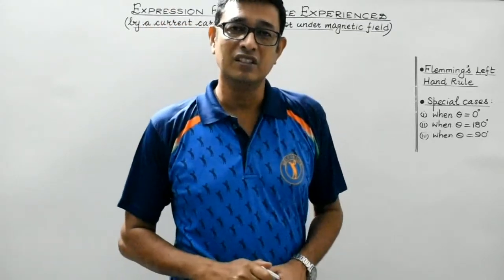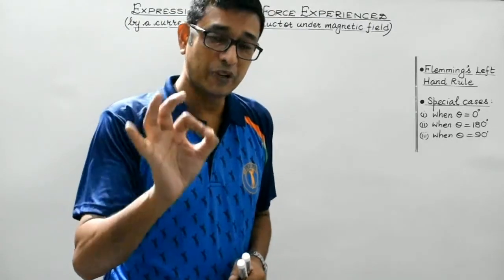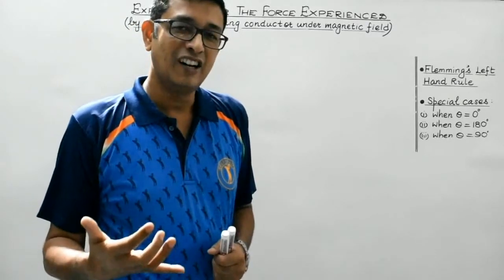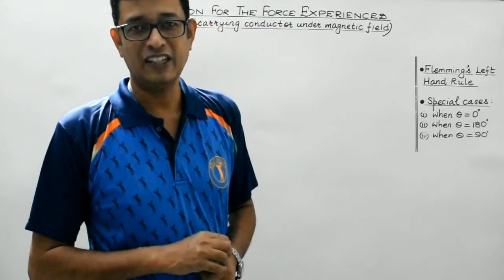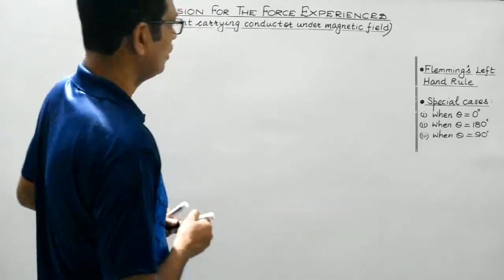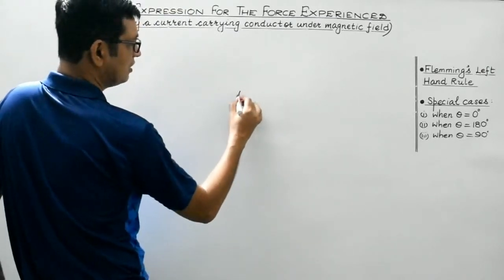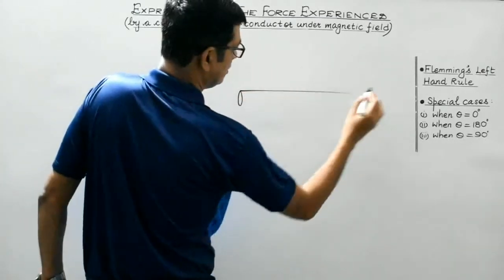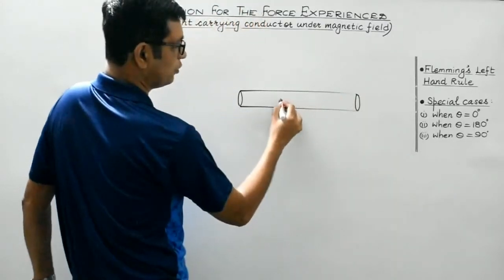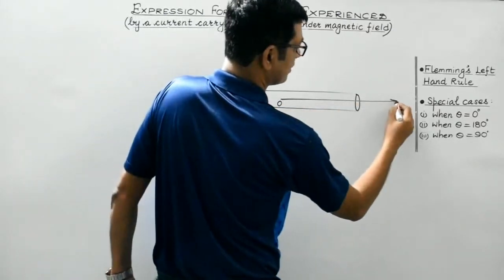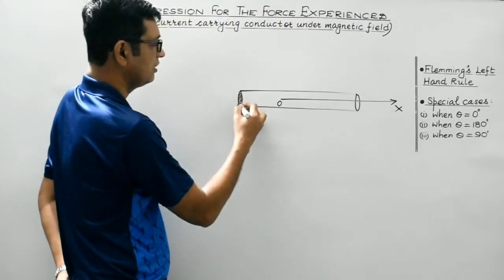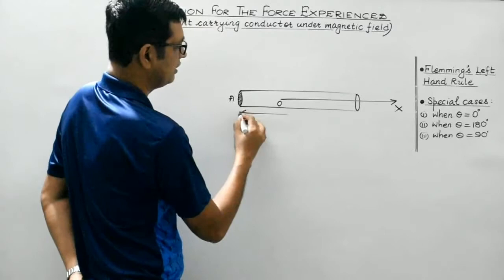Today we are going to discuss the expression for the magnetic force experienced by a current carrying conductor under the influence of magnetic field. Right? So, we need to find out the expression for the magnetic force. So, what to do is, we'll consider a current carrying conductor. It is lying horizontally, say along x-axis. Suppose this is the origin and this is the x-axis. So this is a conductor, say of cross-section area A. This is the cross-section area A and length, suppose L.